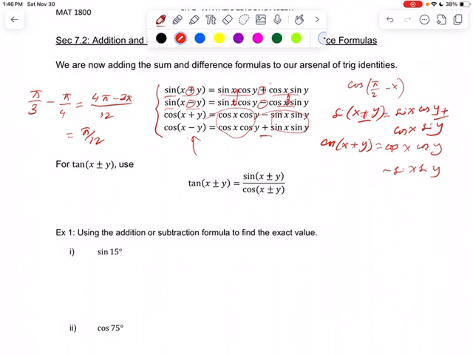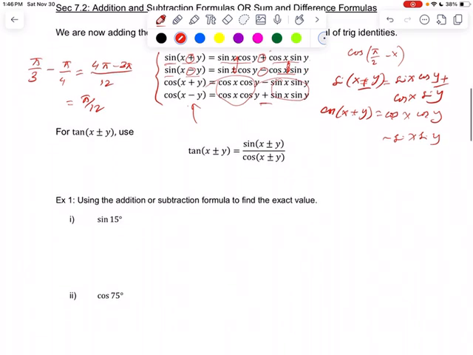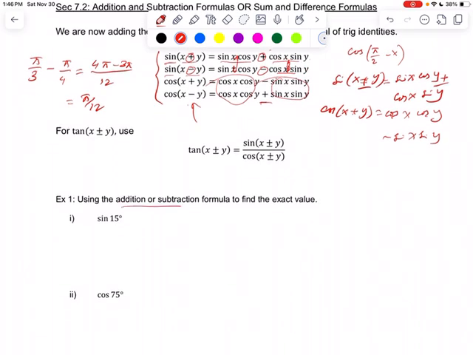So now, once we have sine and cosine, you know that we can find the tangent. Tangent will be just sine of the sum or the difference divided by the cosine of the sum or the difference. So let's try to see how we use them. Example 1, using the addition or subtraction formula to find the exact value.